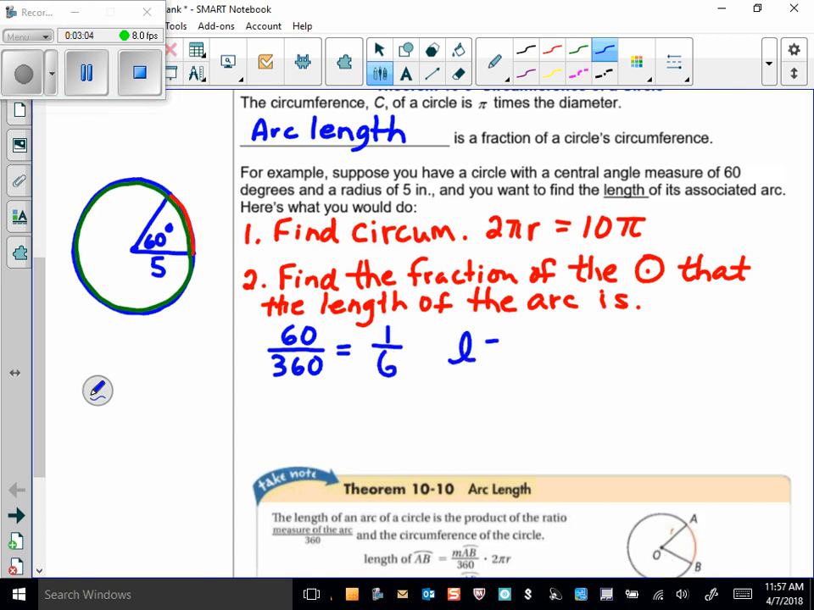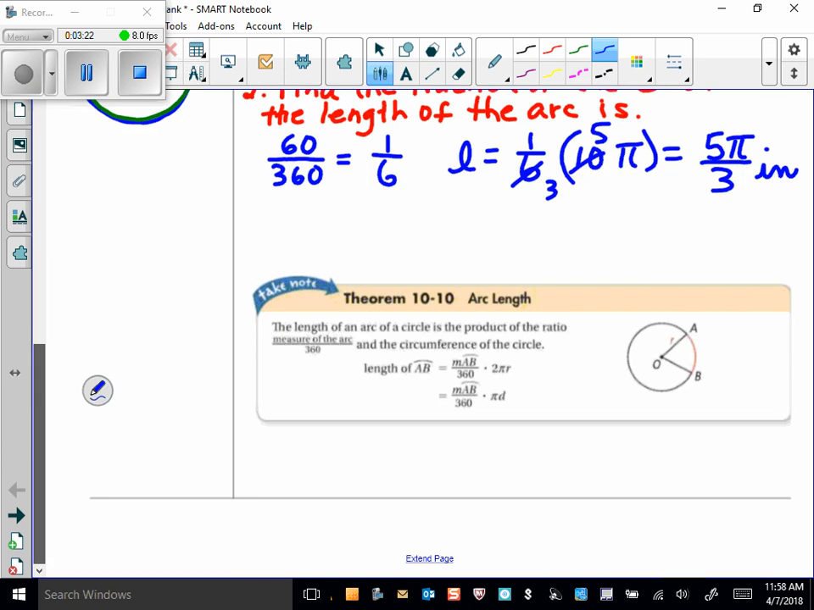So I know that the length of the arc is 1/6 of the total circumference, which we calculated above as 10 pi. So 2 goes into that, 3, 5. So the length of that arc is going to be 5 pi over 3 inches. All right, and that's all we got to do, and that's what this little theorem here tells us, is that if you want to find the length of arc AB, you take its measure, find the fraction, and then just multiply it by the circumference. So you really don't have to remember a formula. You just find the fraction that is the arc, and you multiply it by the total circumference.